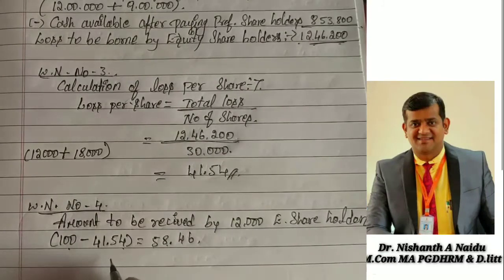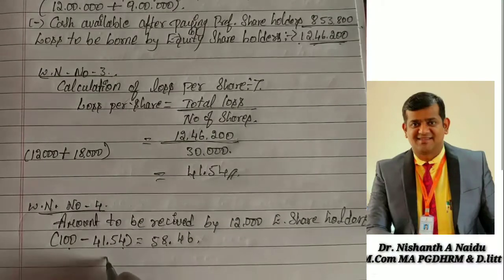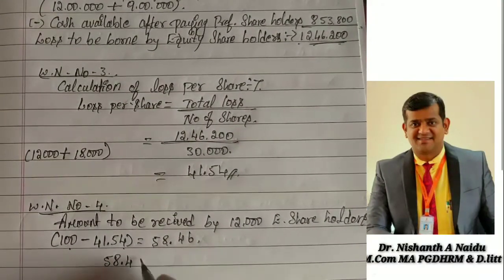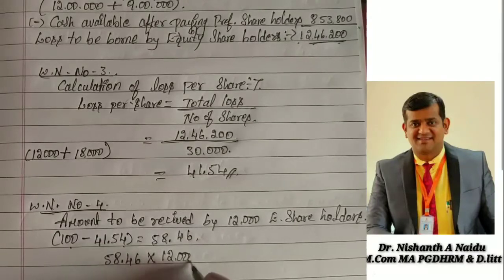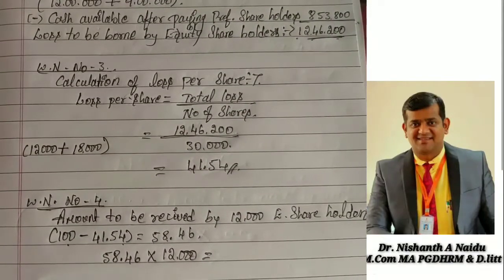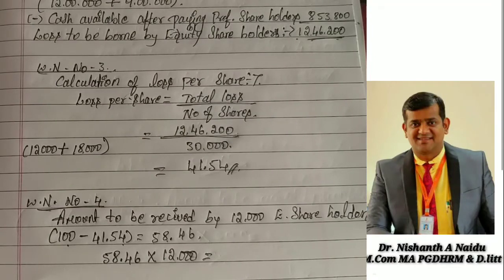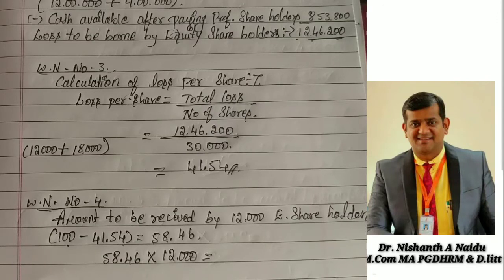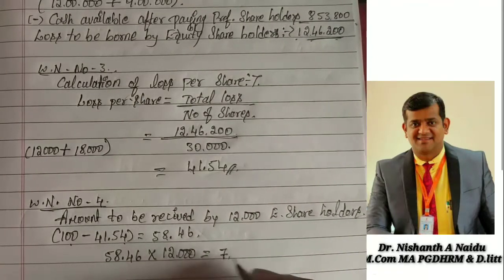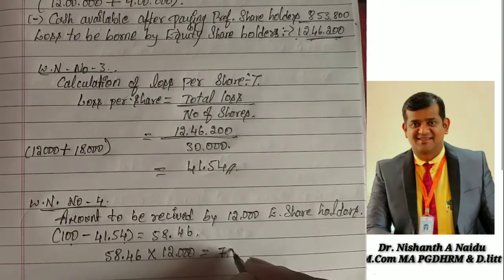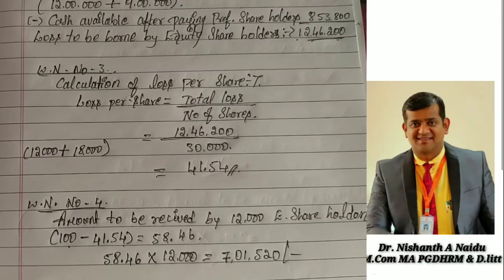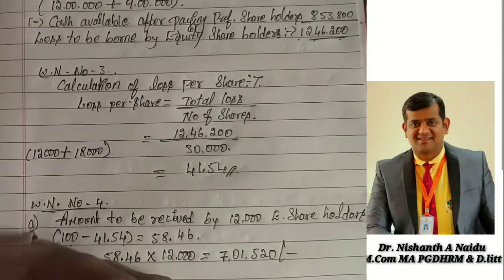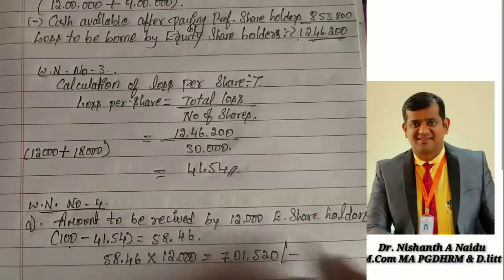So now calculate the amount distributable among equity shareholders: 58 rupees 46 paise into the number of shares, 12,000. So 58.46 into 12,000. How much did you get? 7,01,520. Clear? So we are done with case A, that is for 12,000 equity shares.